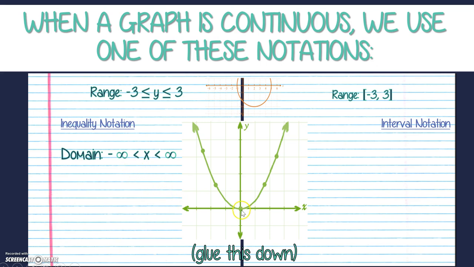Now our range value, how low to how high, well the lowest our values go is 0. So we have 0, and it can be equal to 0. And then y is less than infinity, because it's going to keep going up and up and up. But we can't be equal to infinity.